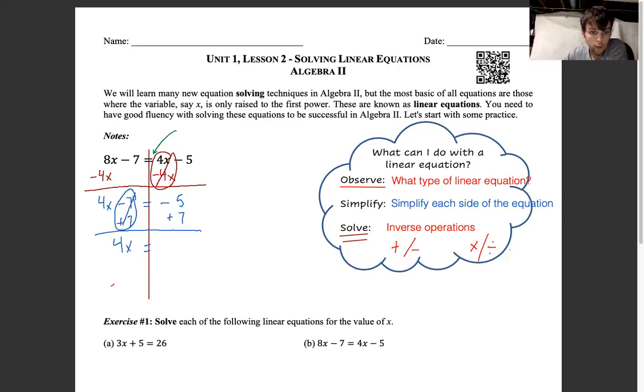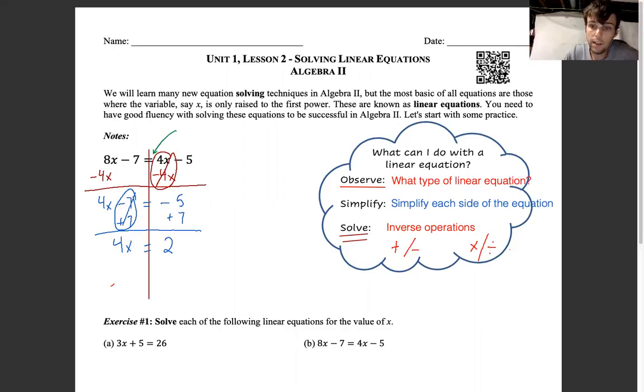Okay. 4x, bring that down. And then I have -5 plus 7. That's going to total a 2. It's going to be 2. And now, pretty close. Again, the goal of solving this equation is to get x all by itself. I want x equals a number.